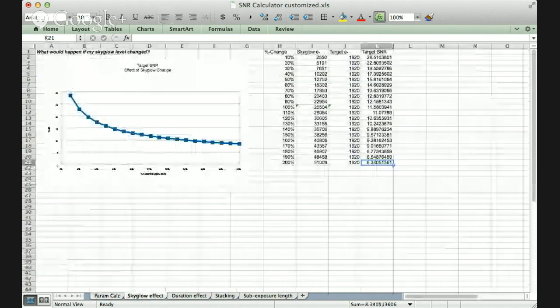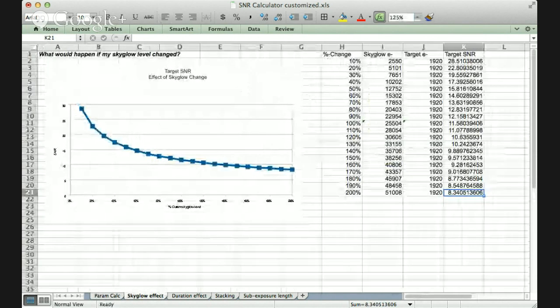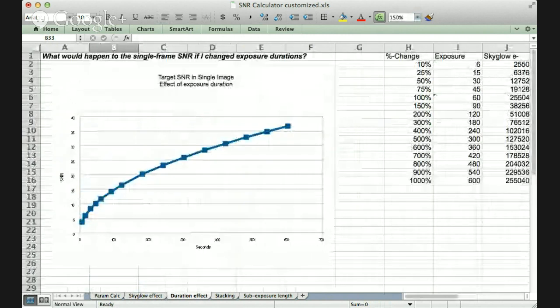This also has a chart that talks about the effect of sky glow, the percent change in sky glow from where you are. There's also a section that calculates what would happen if I changed the single frame exposure duration.